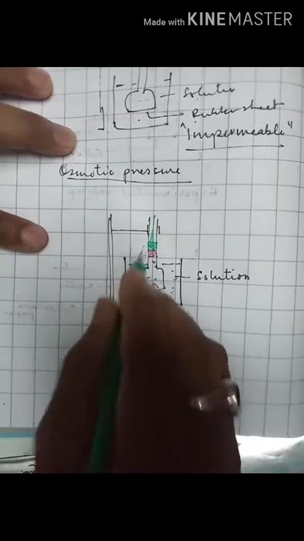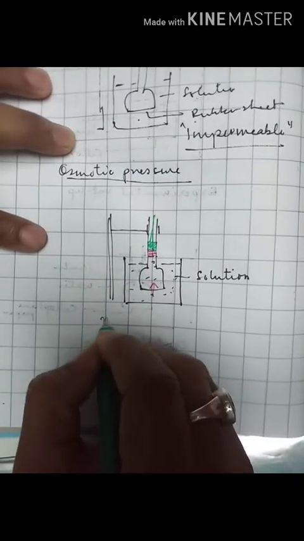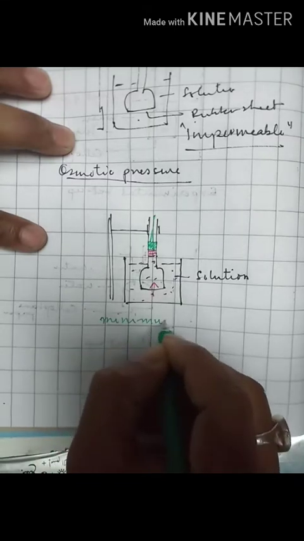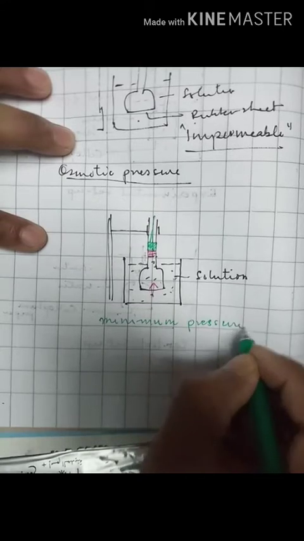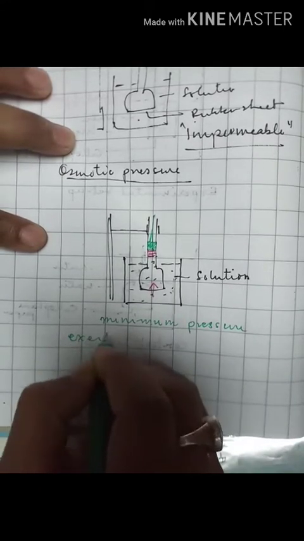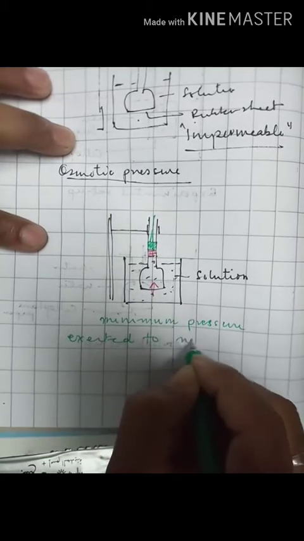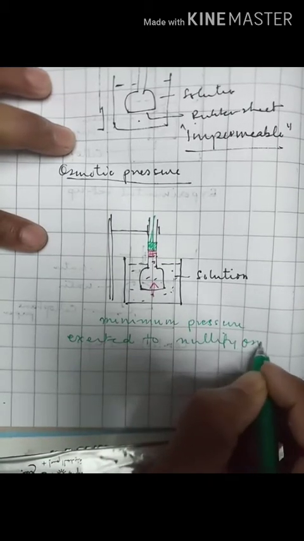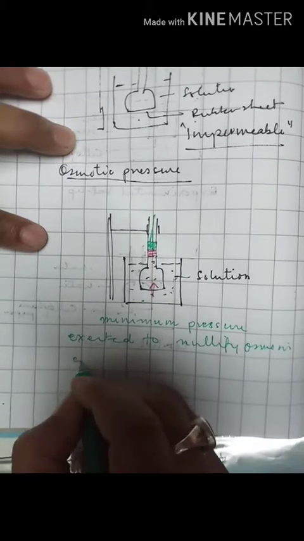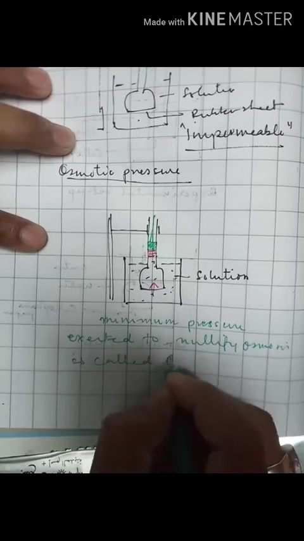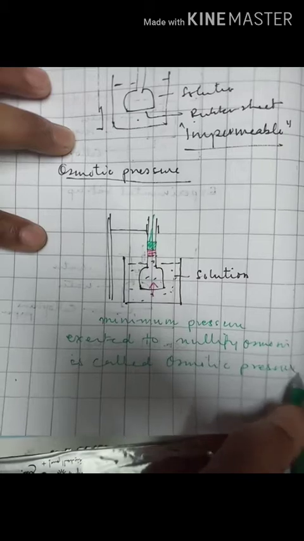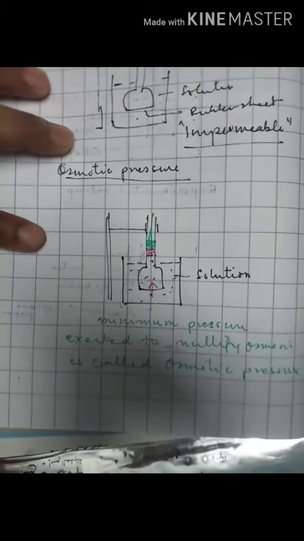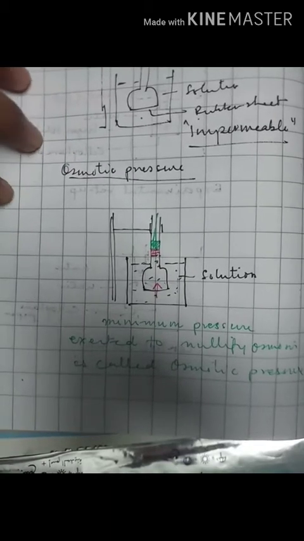So, this piston creates a minimum pressure exerted to nullify osmosis, which is called osmotic pressure. Once more, the minimum pressure that stops or nullifies osmosis is called osmotic pressure. Getting all of you?